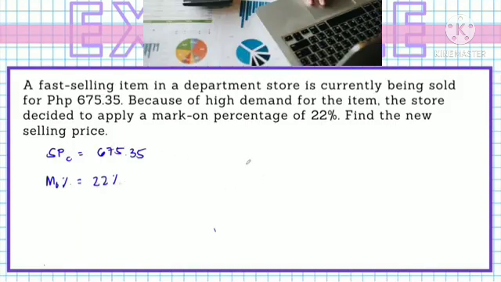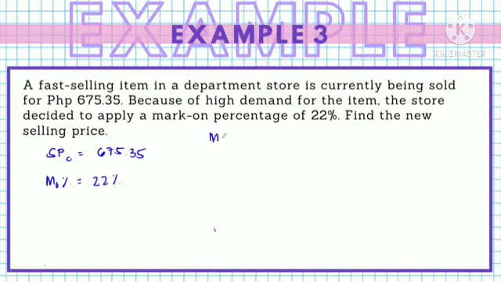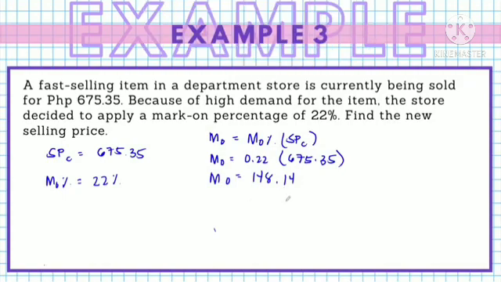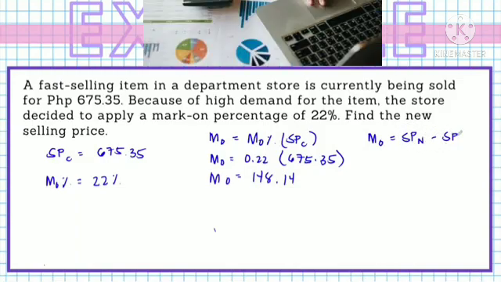Now, to determine our new selling price, we make use of our formula for the mark-on. We know that mark-on is equal to the mark-on percentage times the current selling price. Substituting all of our values, we have the mark-on is equal to 0.22 times 675.35, and simplifying, our mark-on is equal to 148.14. Now that we have our mark-on, we can determine our new selling price by utilizing the other formula.